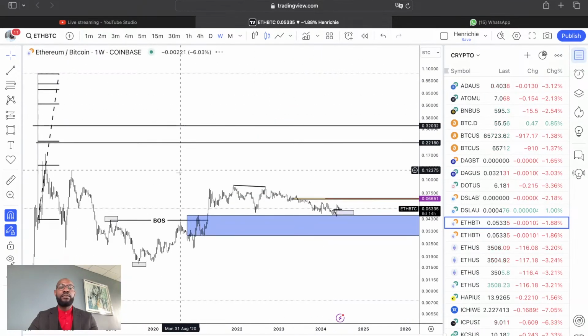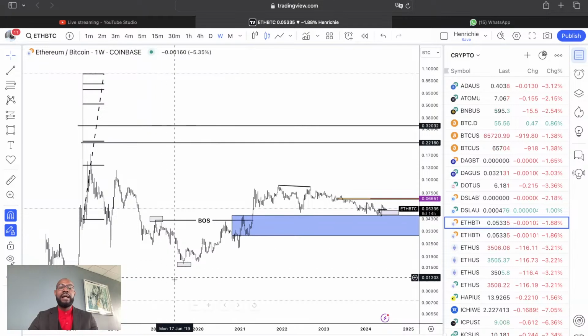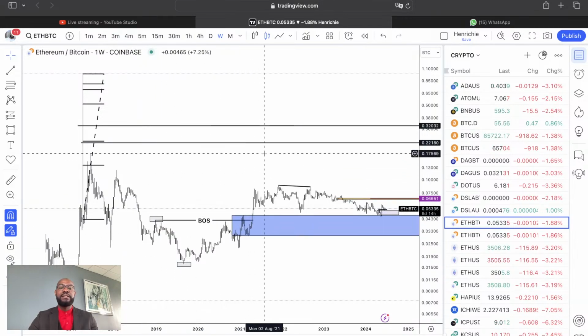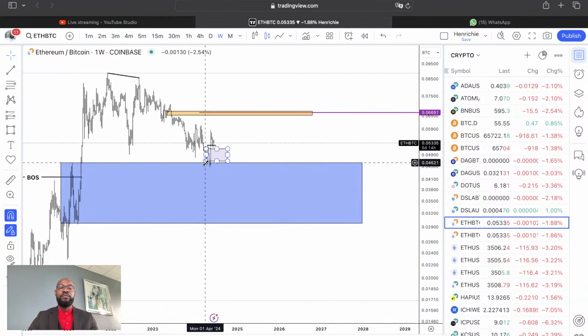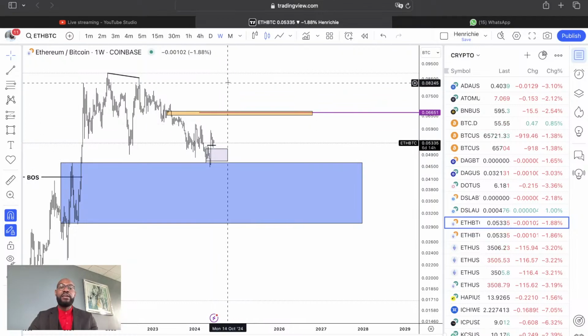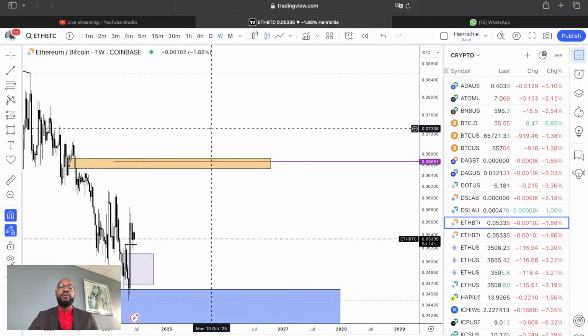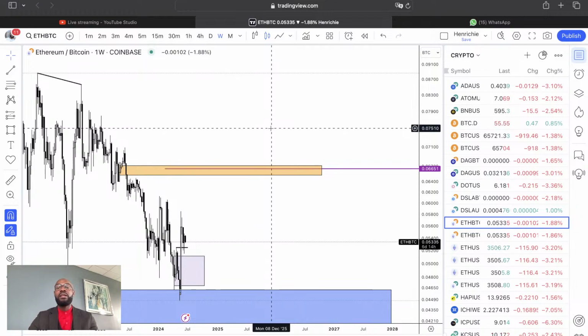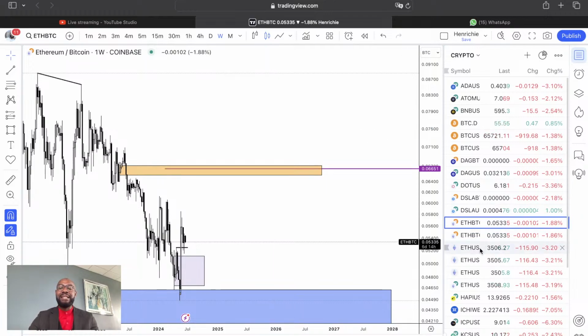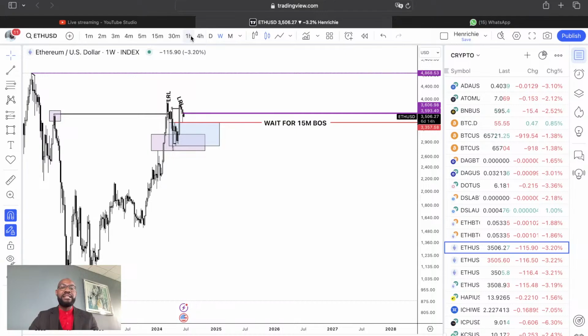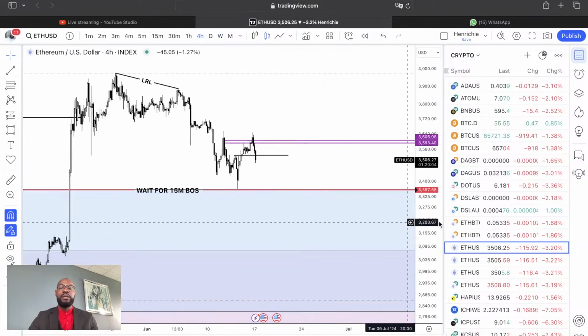So if you look at the overall structure as well, you can see a high, a low, a break of structure, retest, expansion, and then a retest here. So I want to see a further explosive move on Ethereum. I want to see Ethereum hit an all-time high really soon, but that needs to happen after we've mitigated this key level that we're watching.